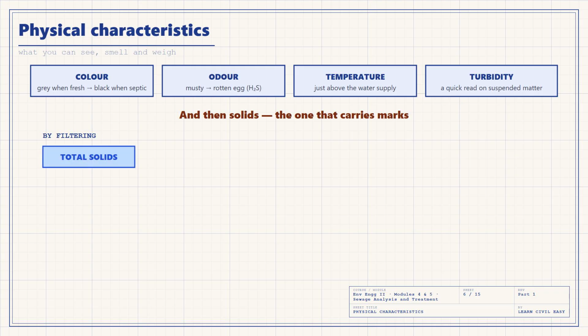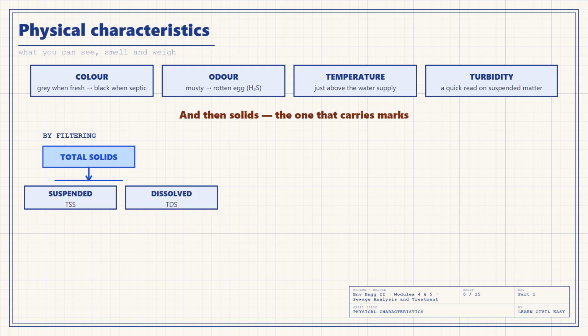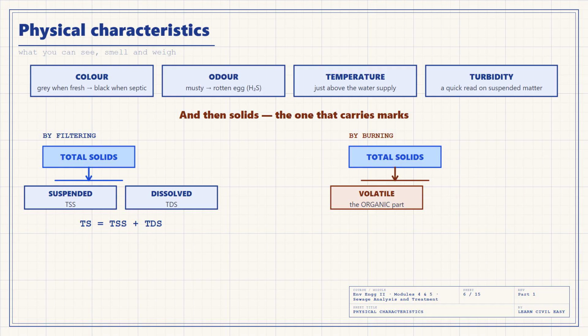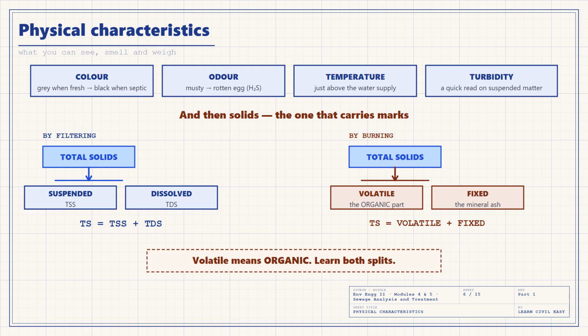Turbidity is a quick measure of the suspended matter, and then solids, which is the one that carries marks. Total solids split 2 ways at once. By filtering, total solids equals suspended solids plus dissolved solids. By burning, total solids equal volatile solids plus fixed solids. Volatile means organic. Fixed means mineral ash. Learn both splits. One trap before we move on.